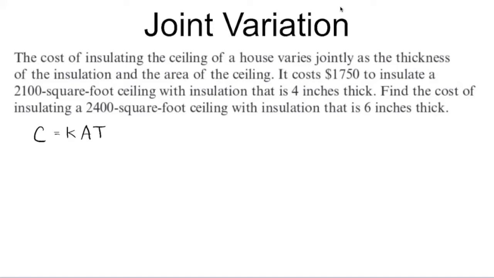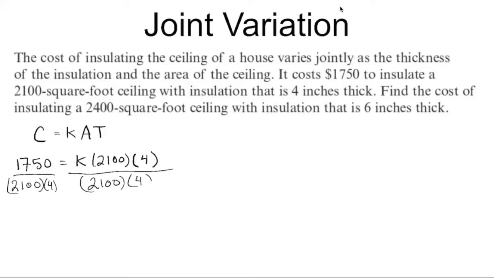So it costs $1,750 to insulate a 2,100 square foot ceiling. So K times 2,100. And the thickness is 4. We divide both sides by whatever 2,100 times 4 is. And we get our value for K, which in this case ends up being a decimal value, but I'm going to use the fractional value of 5/24.